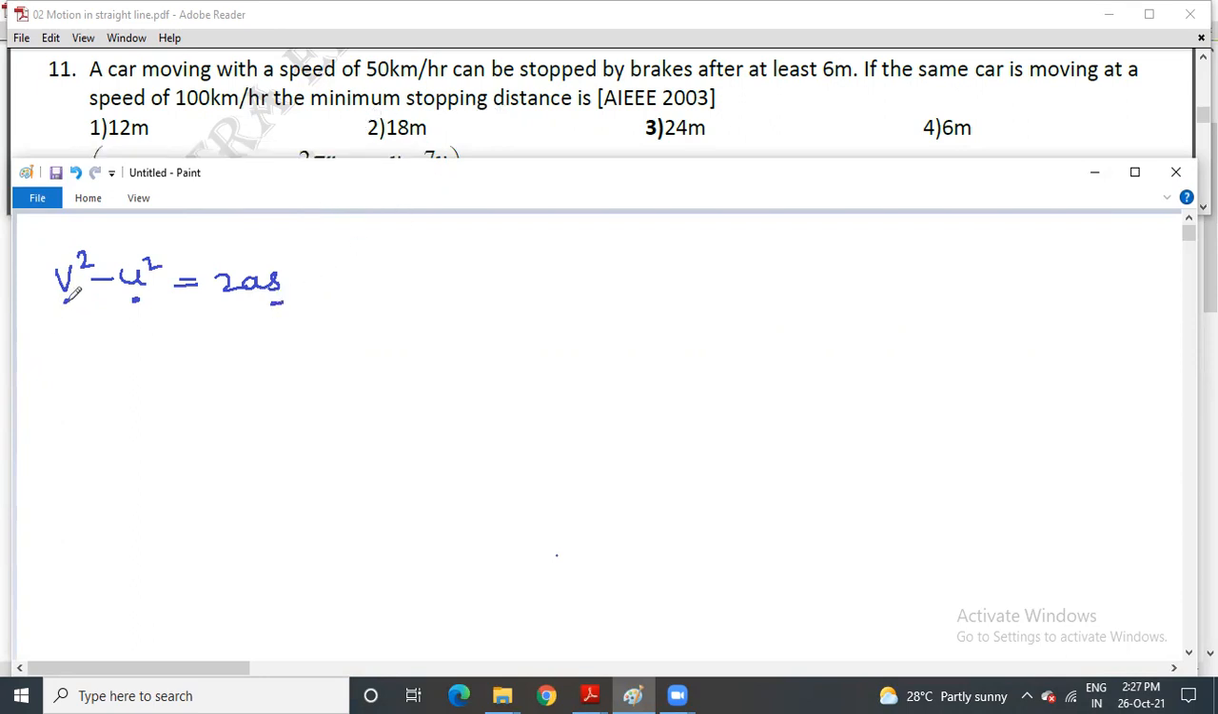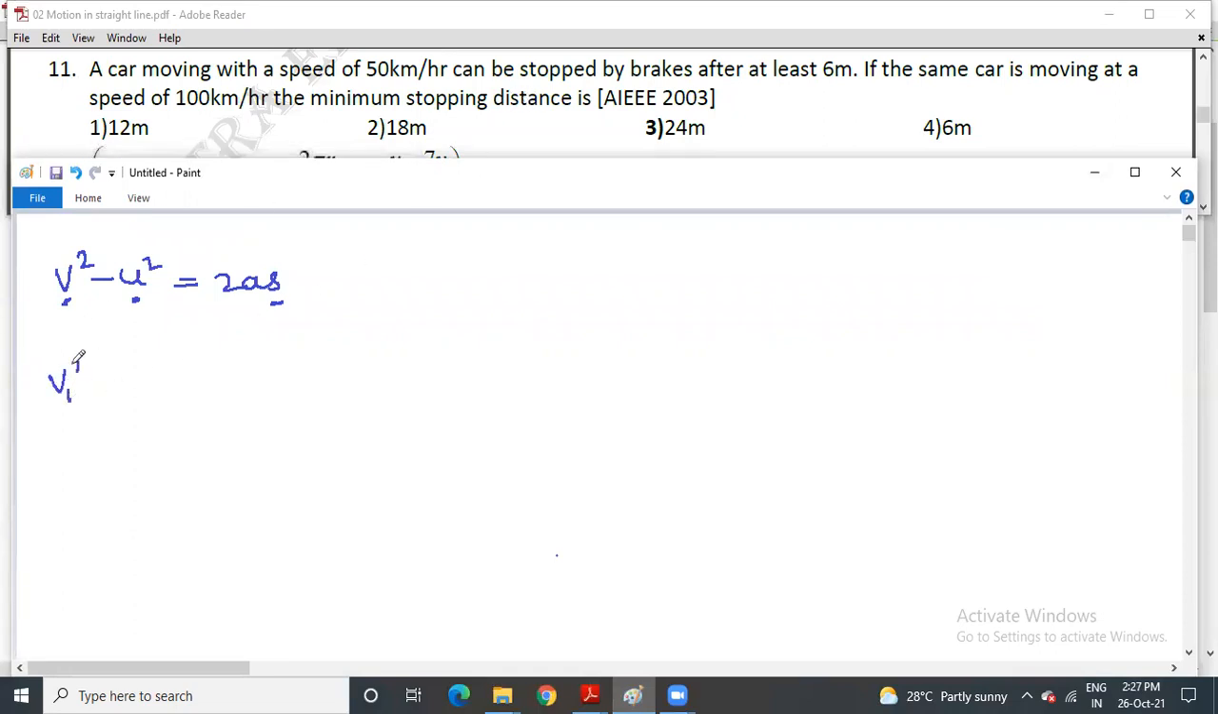Again, stopped means v is 0. So if you apply this equation, because we have other equations also, v equal to u plus at, s equal to ut plus half at square, even s_n equal to u plus a of n minus half, but this equation will be suited in the best manner to get the answer to this particular question. Okay, so let us divide the question into two parts.